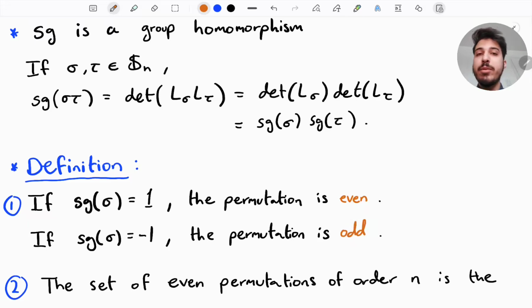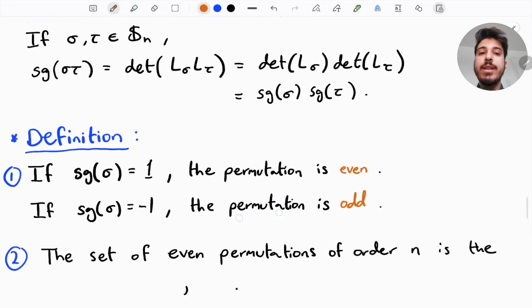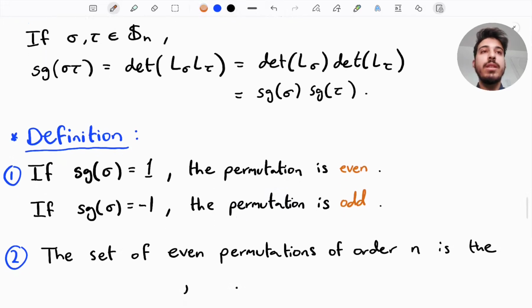The set of even permutations of order n is called the alternating group, which is denoted by An. So now we have Sn, the set of all the permutations of a certain set, and we have now the set of even permutations of order n to be An.